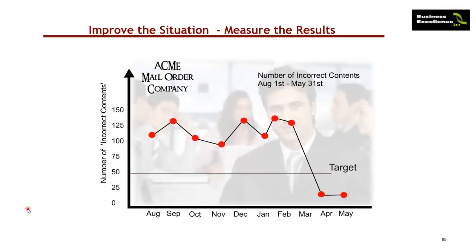When we look at the data on the monthly scale that we used originally, incorrect contents between August and March was well above target. After implementing the solution between March and April, incorrect contents is now way below the target. This data would suggest that we have addressed the root cause.